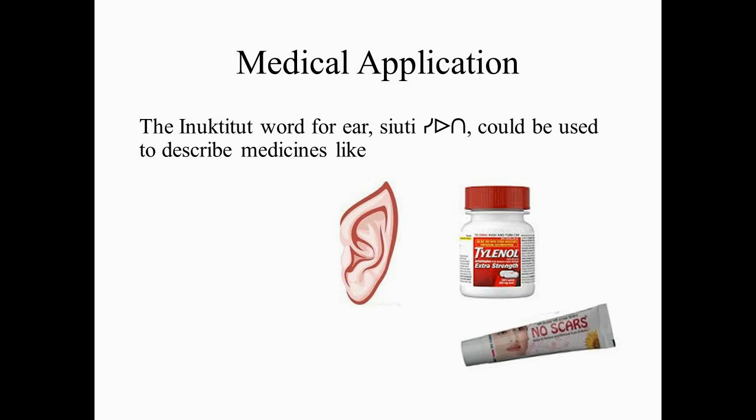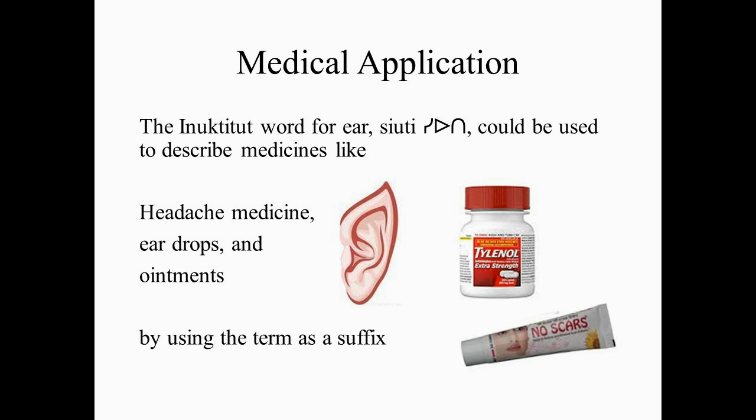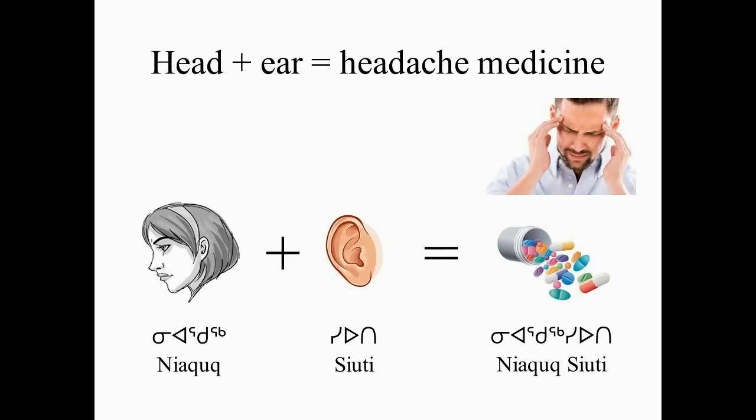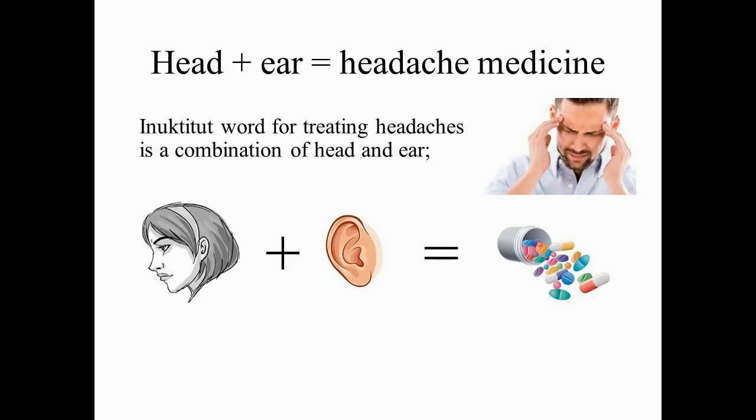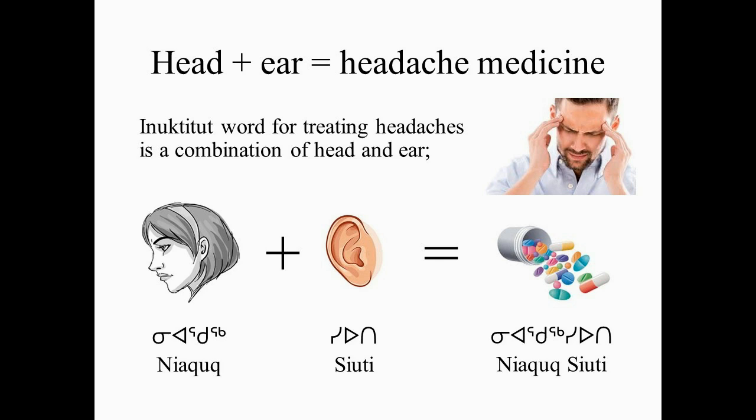The Inuktitut word for ear, siuti, could be used to describe medicines like headache medicine, eardrops, and ointments by using the term as a suffix. For example, the Inuktitut word for treating headaches is a combination of head and ear. Nakoksiuti. Head plus ear equals headache medicine.